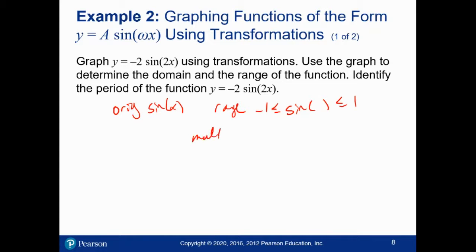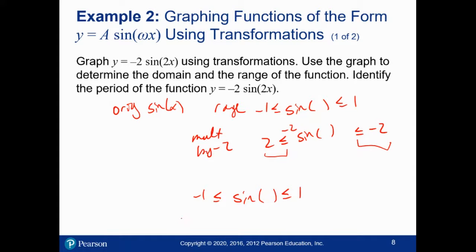So let's multiply by -2, and they'd say, great, so 2 is less than or equal to -2 times the sine of something is less than or equal to -2. This is an error because now I've somehow said that 2 is less than -2. Remember, if you multiply an inequality by -2, you've got to flip it. So since the sine of something is trapped between -1 and 1, if I multiply it by -2, I would have to flip all the inequalities. 2 is bigger than or equal to -2 times the sine of something is bigger than or equal to -2. So the range is from -2 to 2.